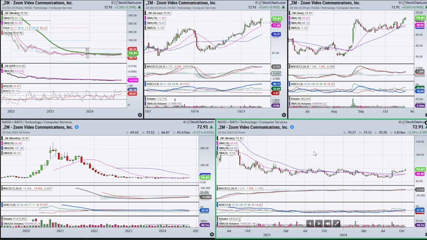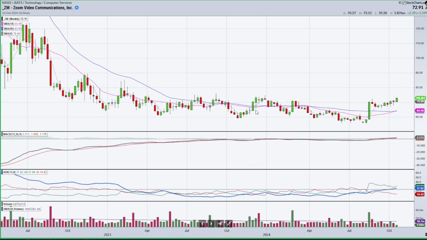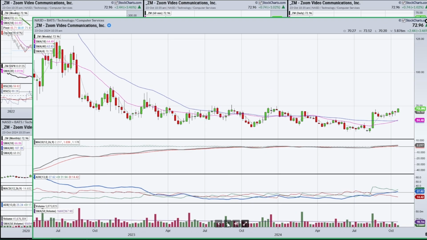Okay, look at something a little bit different. Zoom Video. This is a little bit more intriguing. I actually like the fact that this went to a new low. Look at that undercut and then immediately a reversal with the big green bar. Now, I really think this is going to get through these highs, but we get a lot of confirmation on a move coming up through 75.